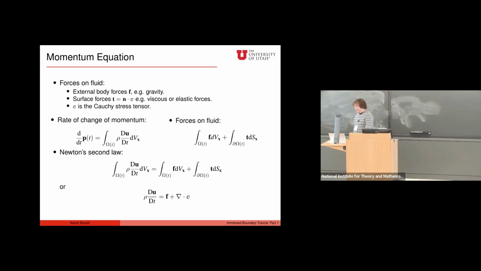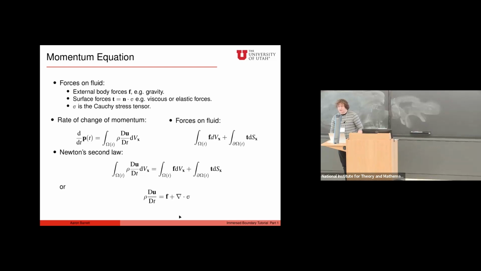So if we want our momentum equation, we look at F equals ma. We need the rate of change of momentum, which we just computed, and we need all of the forces on our fluid, which can consist of external body forces like gravity, or internal surface forces that are coming from our stress tensor. So combining those and using our favorite divergence theorem to convert our surface integral over the traction to a volumetric integral, we get our momentum equation.